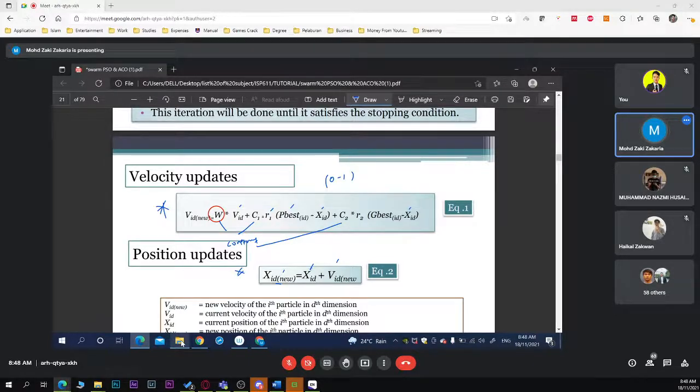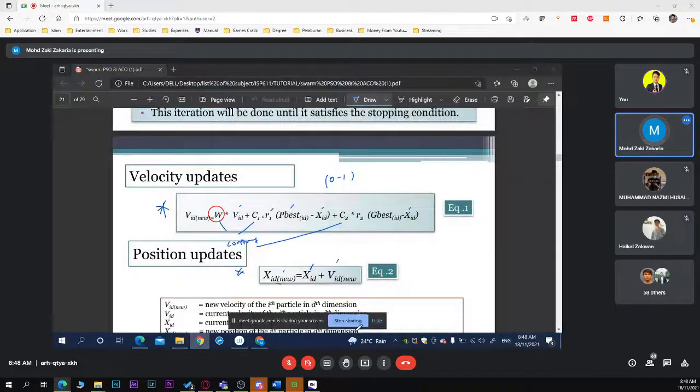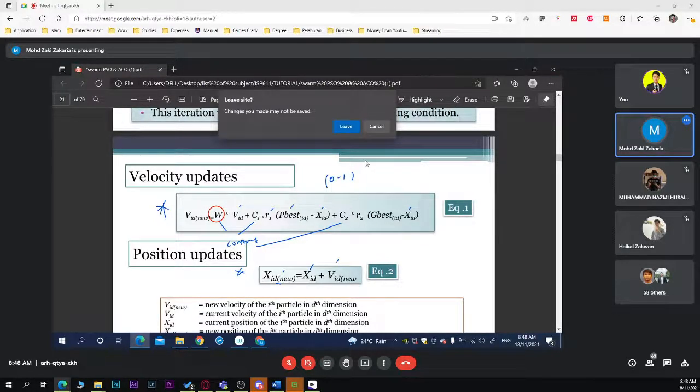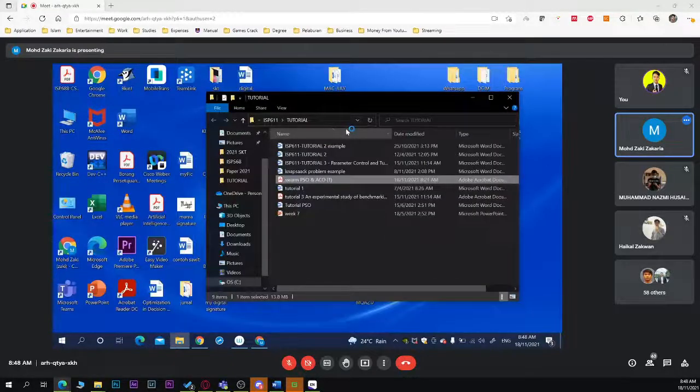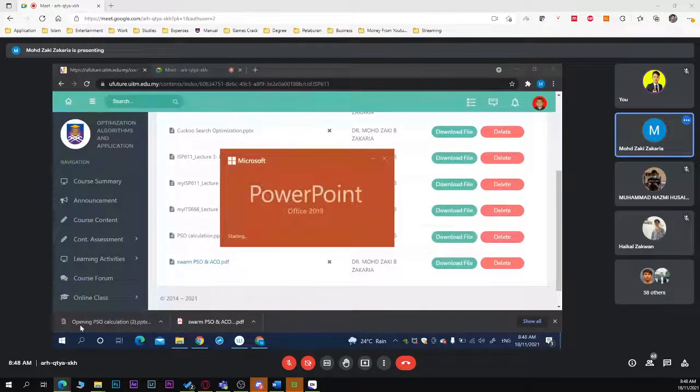Okay, I show you the problem. Sekejap. You can download it from UFuture. PSO calculation. Look here, PSO calculation.